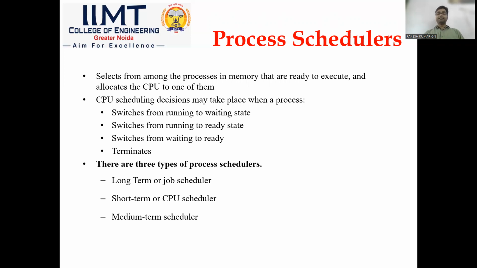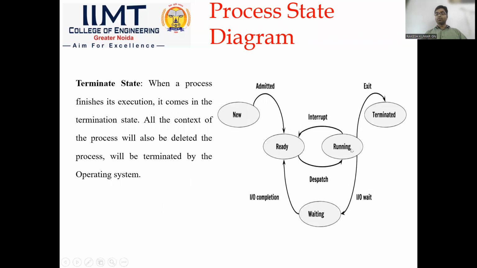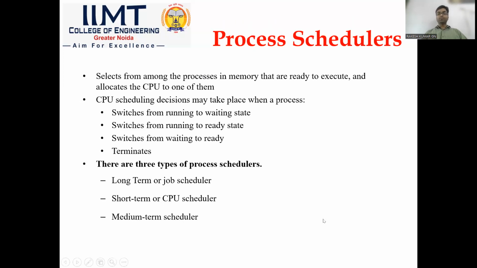CPU scheduling decisions may take place when a process switches from running state to waiting state. Here on the slide, when any process needs any type of IO, it indirectly moves from running state to waiting state. The second point is when it switches from running state to ready state. It moves from running state to ready state when a higher priority process resides in the ready queue.